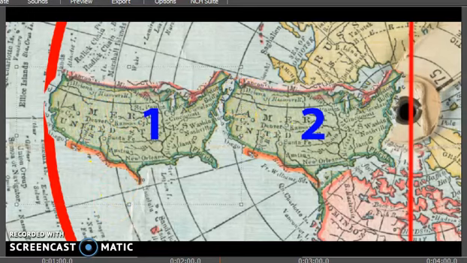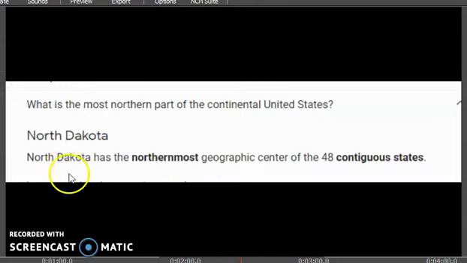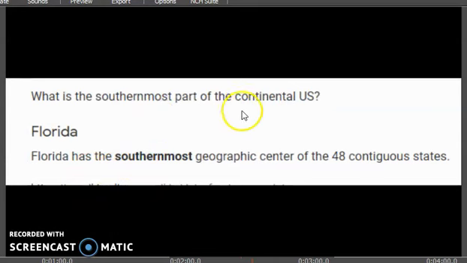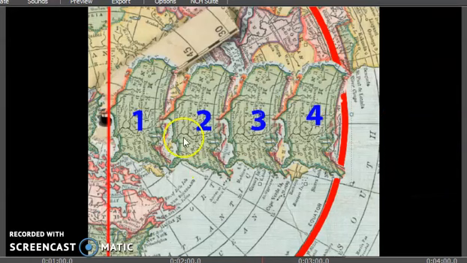So 1, 2. And then if one were to use the height of 1,584 miles of the United States, where the northernmost part of the U.S. is North Dakota, southernmost part of the continental U.S. is Florida, then one should be able to fit about 4 United States from north to south in this space from the North Pole to the equator. And I was able to do that.